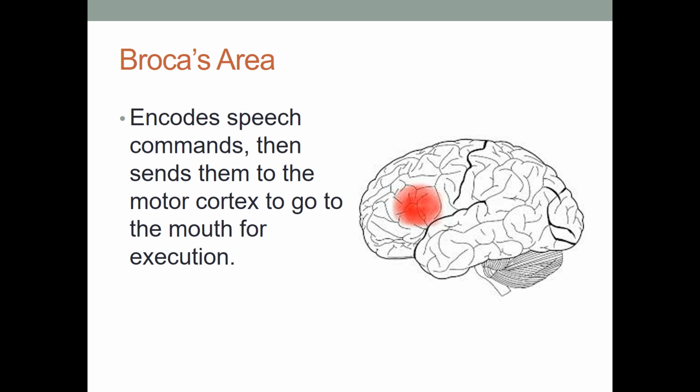Some people get damage to that area that's constant, like that area is just damaged, and so they can't speak anymore. They know what they want to say, but it just comes out as a garbled mess, and it's very frustrating. And that's called Broca's aphasia.